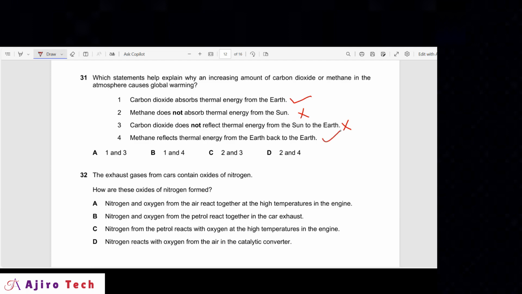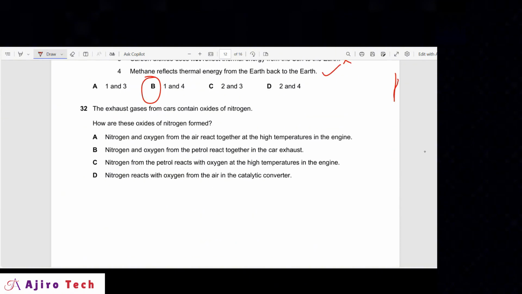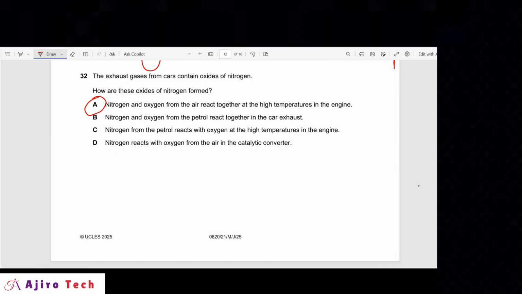This is correct. So we have it's one and B. So that's that. There's two. The exhaust gases from nitrogen contains oxides of nitrogen. So how are these oxides of nitrogen formed? Straightforward. Under chemistry of the environment, you know that the nitrogen and oxygen from the air react together at the high temperatures in the engine. That is how they are formed.